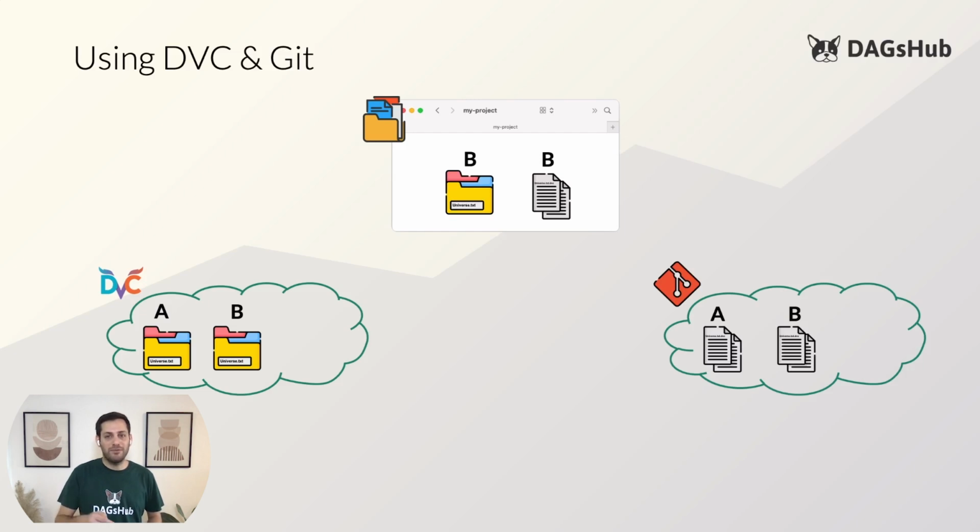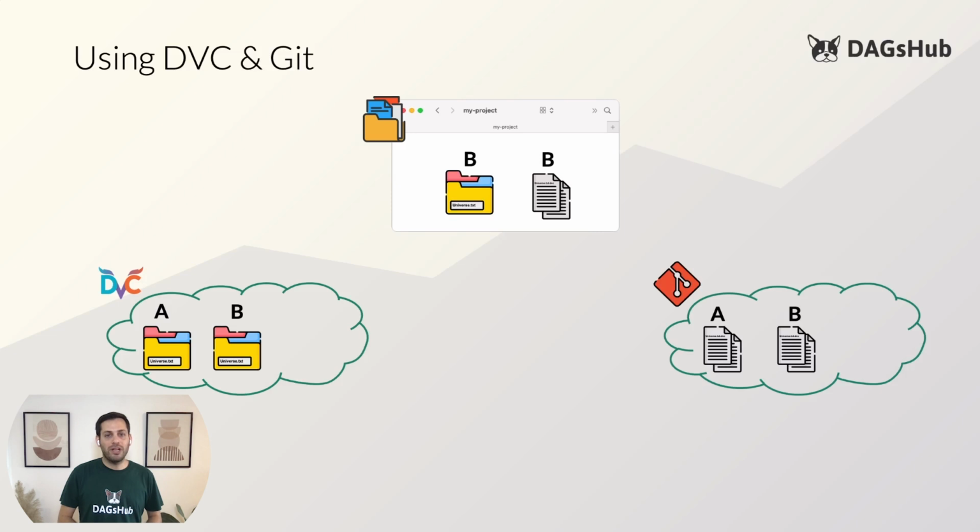You can pause the video and think about what will be the workflow to track a new version of our data file, version C. Okay, so I hope you took some time to think about the answer, and let's now review the workflow together.